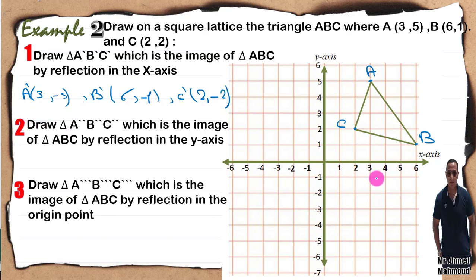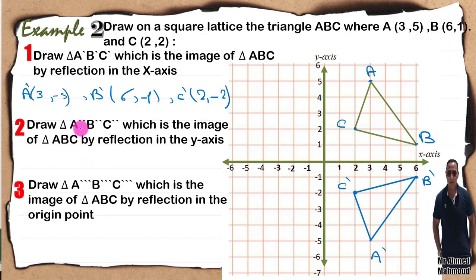Okay, 3 and negative 5, 3 negative 5. This is A dash. Okay, 6 negative 1 here. B dash. And 2 negative 2. This is C dash. And then connect them, gives me triangle A dash B dash C dash, the image of triangle ABC by reflection in the x-axis.